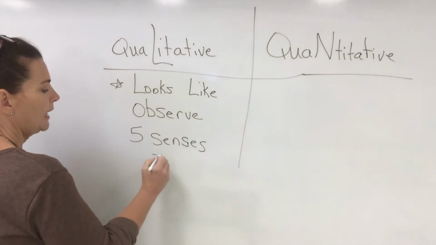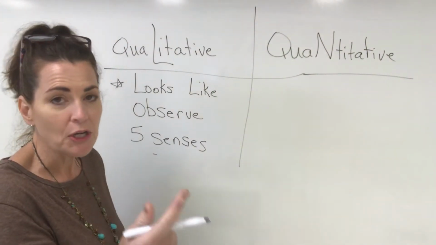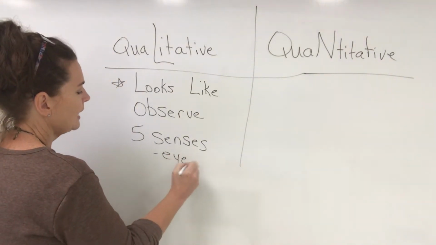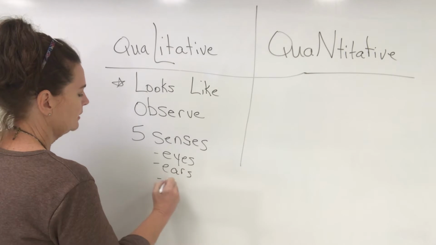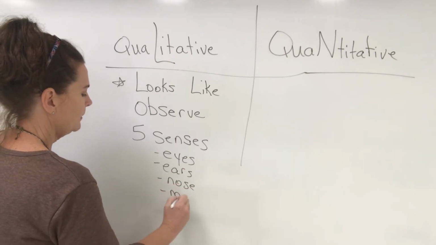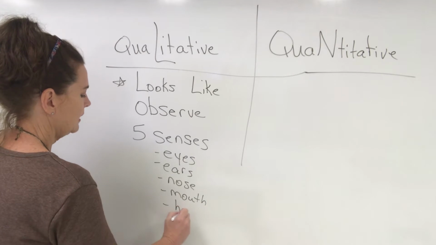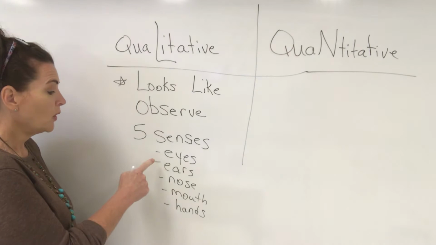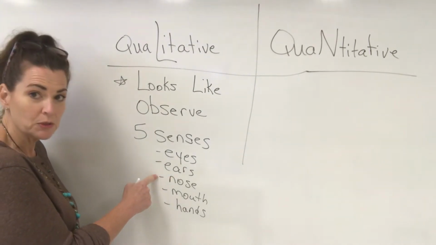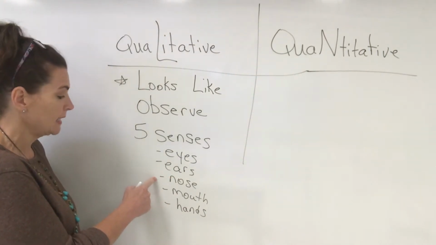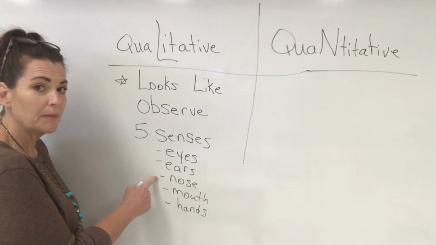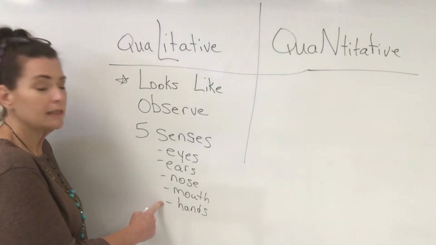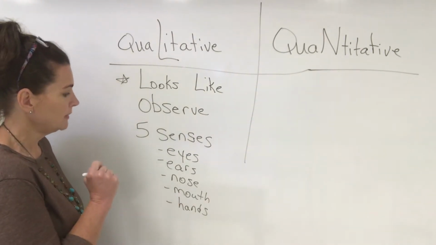S-E-N-S-E-S? Yes. And so that would be your eyes, ears, nose, mouth, and your hands, which would be touch. So basically you're looking, you are listening, you're smelling, but not always. Be careful with science. But sometimes you will make an observation by smelling, tasting, again, not always, and touching. Use your hands to touch it.